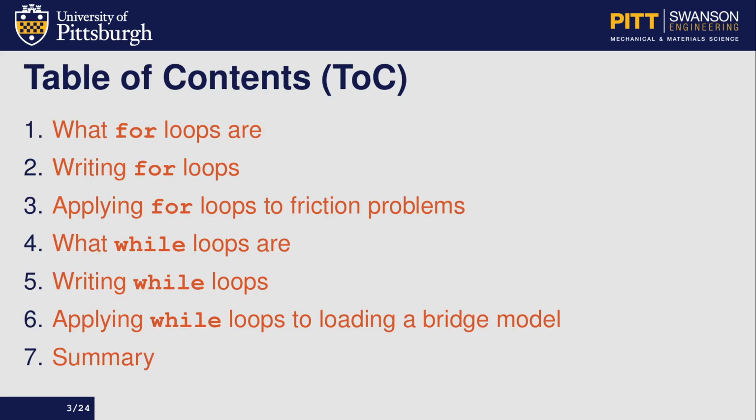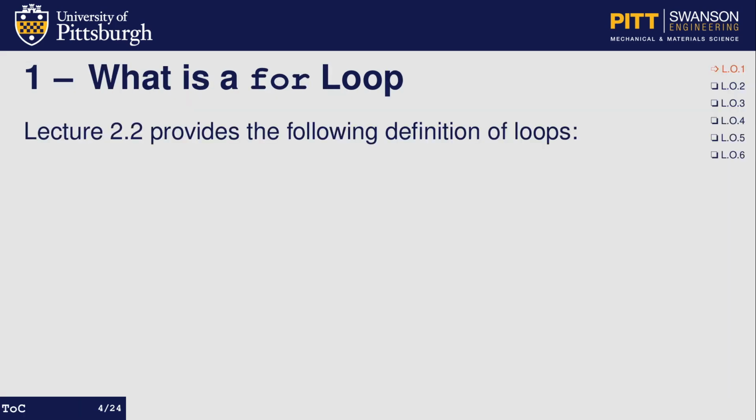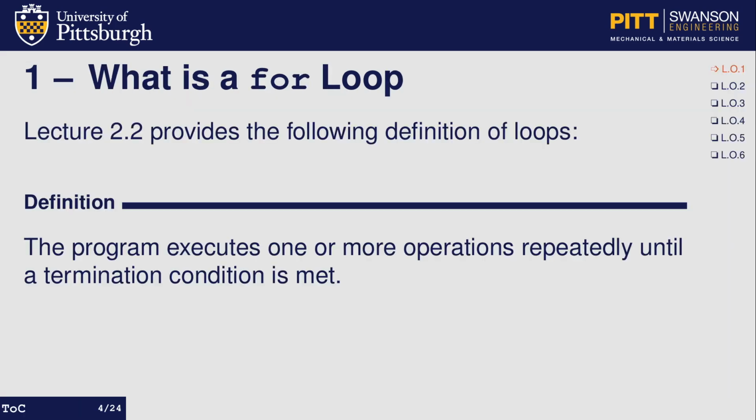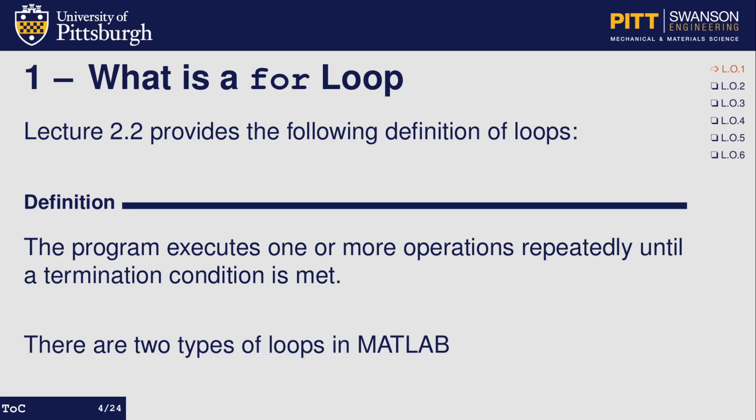This slide, the table of contents, contains hyperlinks to each of the sections to make the downloaded PDF easy to navigate. When loops were first introduced in this course, we gave the following definition. The program executes one or more operations repeatedly until a termination condition is met. We'll build on this definition in this lecture with the two types of loops in MATLAB.